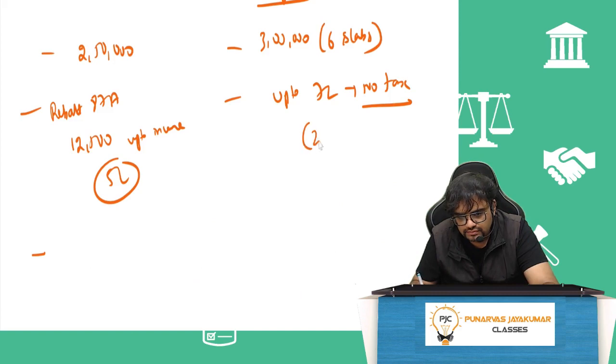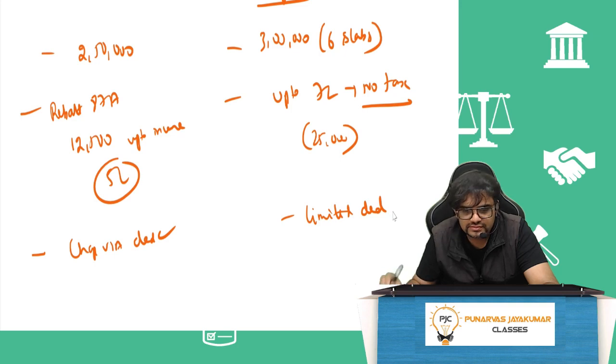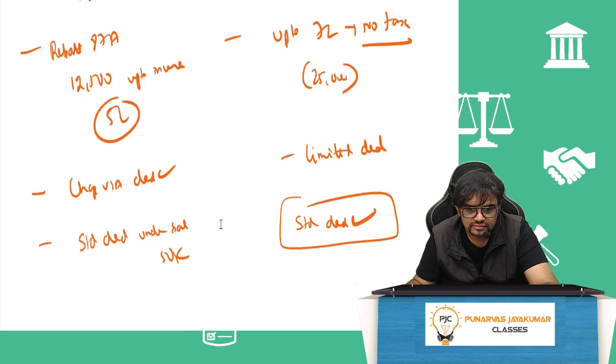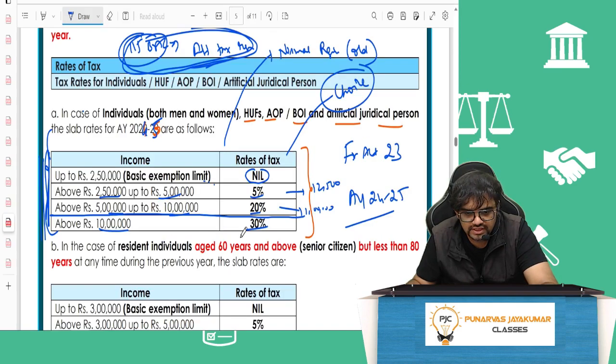Double. Right? And next, what? Of course, here you can get Chapter 6A deductions and all. Here, very limited deductions that we'll see later. And guys, earlier it used to be standard deduction under salary. 50K was there. Here we will see. It has now been allowed. We'll see that later.